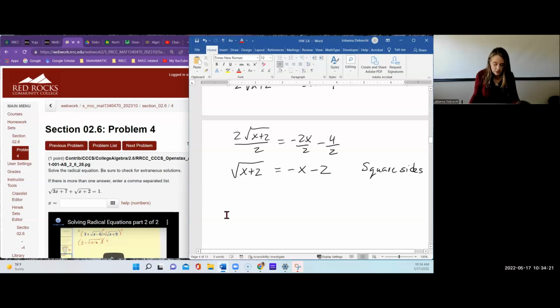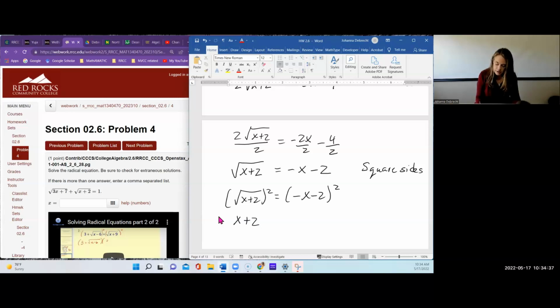Notice that because the original problem had 2 radicals in it, I've had to square sides twice. From the beginning to the equals and square, from the equals to the end and square. It lifts off the radical on the left, and I'm going to have to multiply this out in order to see what I get on the right.